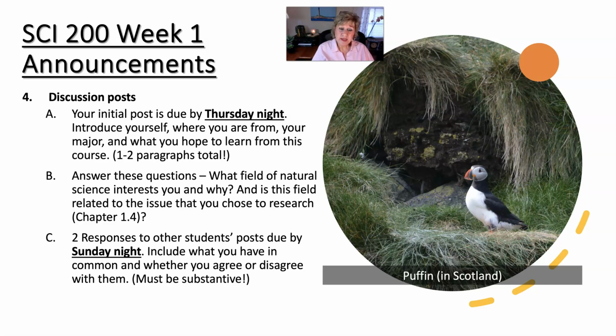What field of natural science interests you most? Please don't say astrology. Astrology is determining whether you're a Virgo or a Capricorn. Okay, that is not science. Astronomy, okay? Biology, chemistry, physics, etc. So look up the natural sciences and see which one interests you the most and why. And is this related to the topic that you have chosen?